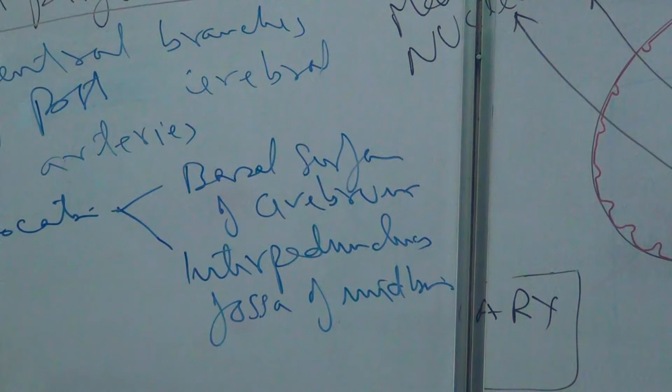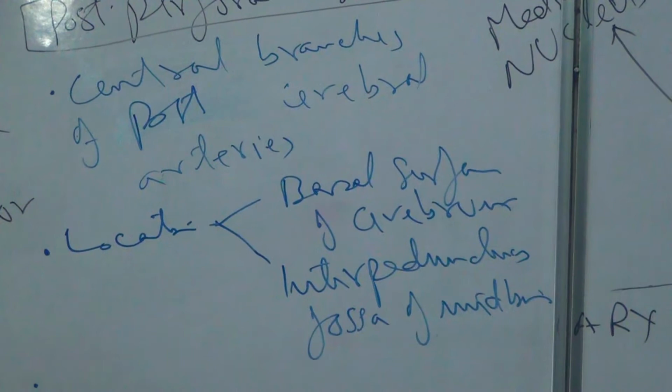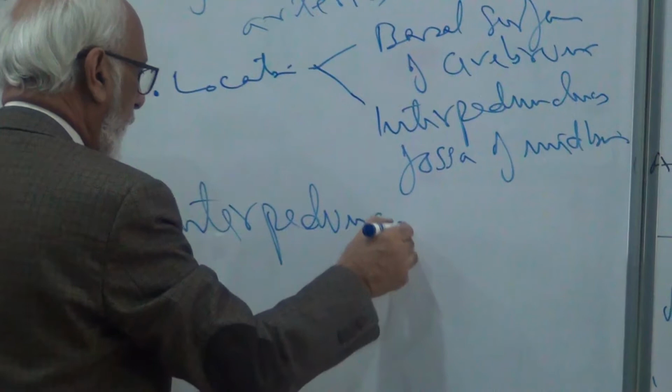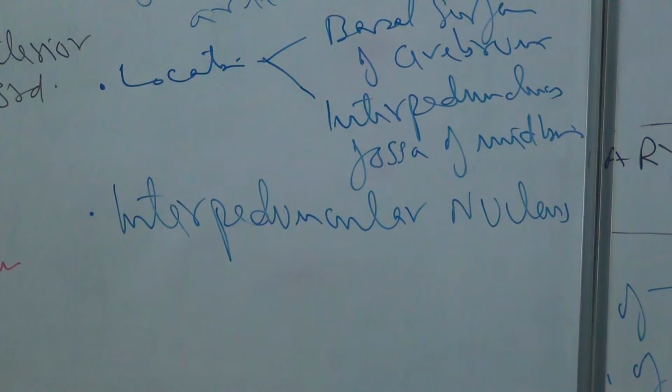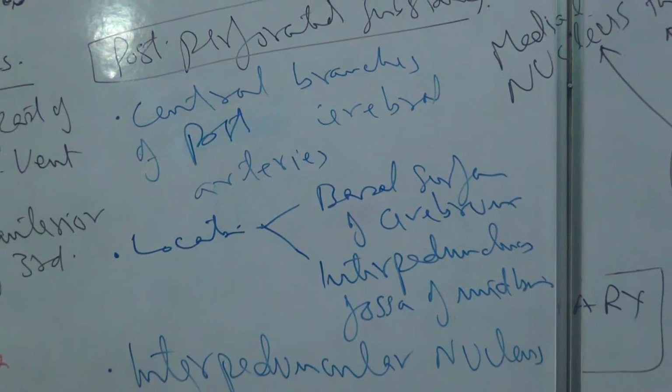The posterior perforated substance contains a nucleus called the interpeduncular nucleus. The posterior perforated substance is occupied by the interpeduncular nucleus. Now this nucleus also has some connections.